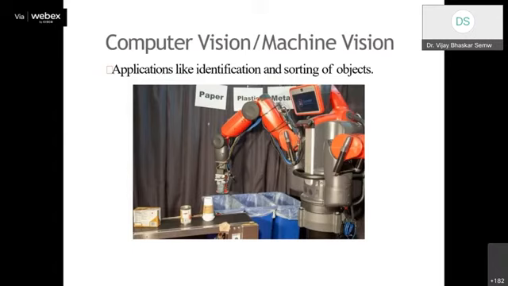They are recognizing the objects, categorizing them, picking them based on their requirements, and then dumping them in particular garbage collectors. So the application is identifying and sorting the objects. You have heard about the YOLO networks, very popular YOLO networks, which are used to recognize somewhat 100 objects.